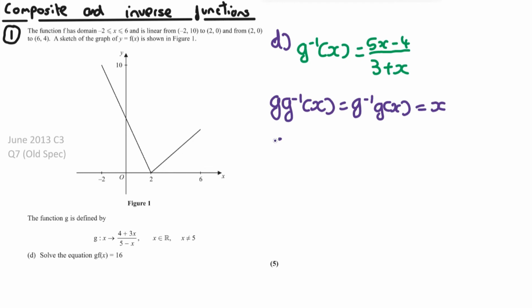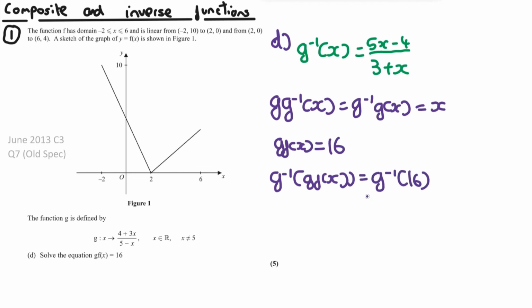So for this equation g(f(x)) = 16, we're going to apply g⁻¹ to both sides. So it's going to be g⁻¹(g(f(x))), and this is equal to g⁻¹(16). This is still a valid equation because we've done the same to both sides. We've applied g⁻¹ to both sides.